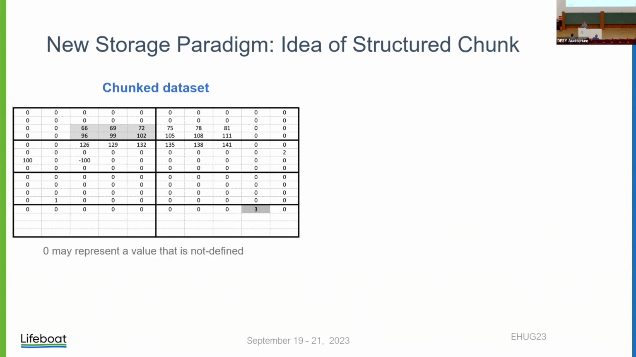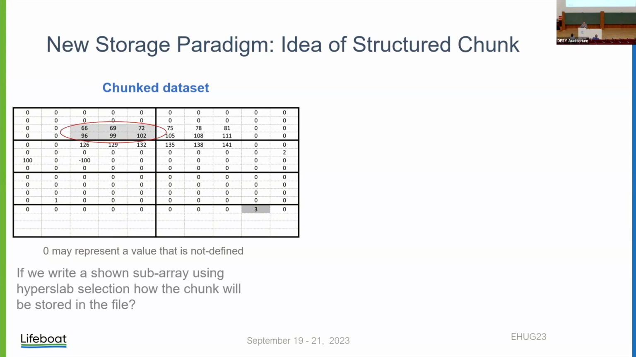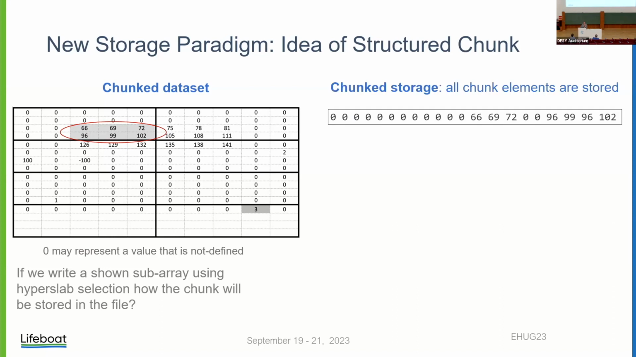So let's look at the new storage paradigm that we call structured chunk, and the reason will be understood later why we called it this way. In this sparse matrix, let's think that 0 may represent a value that is not defined, or in linear algebra, it's just a 0 value. If we write the shown subarray using hyperslab selection, how will it be stored in the file? Currently, chunk storage is used and all elements are stored.